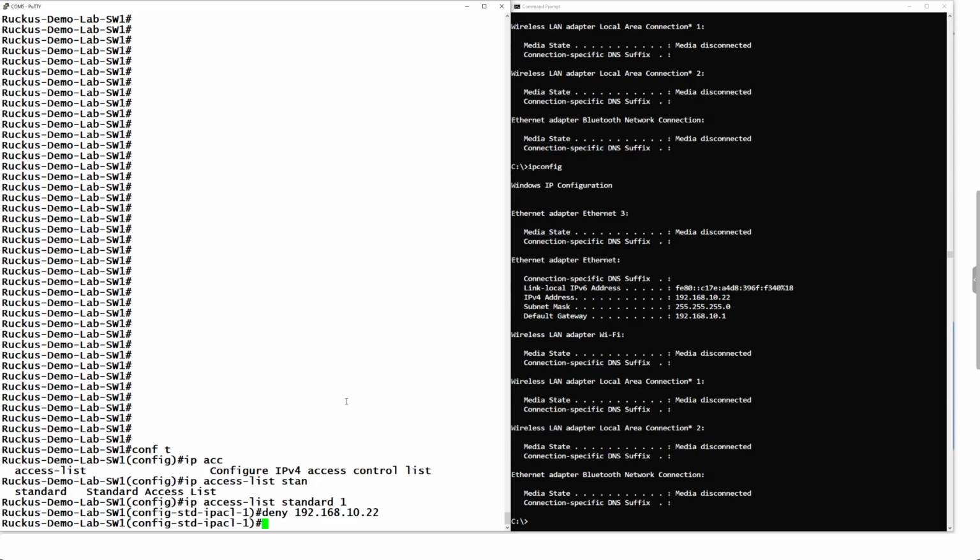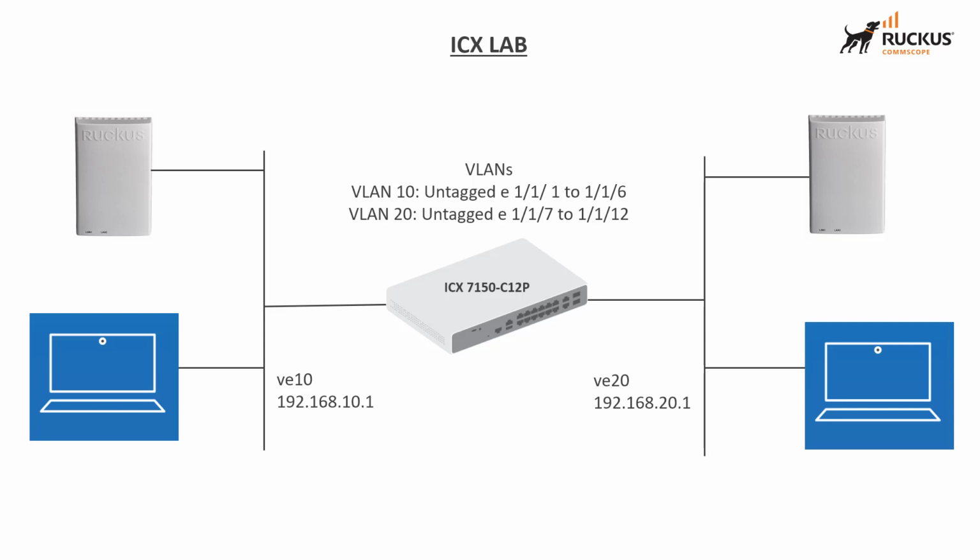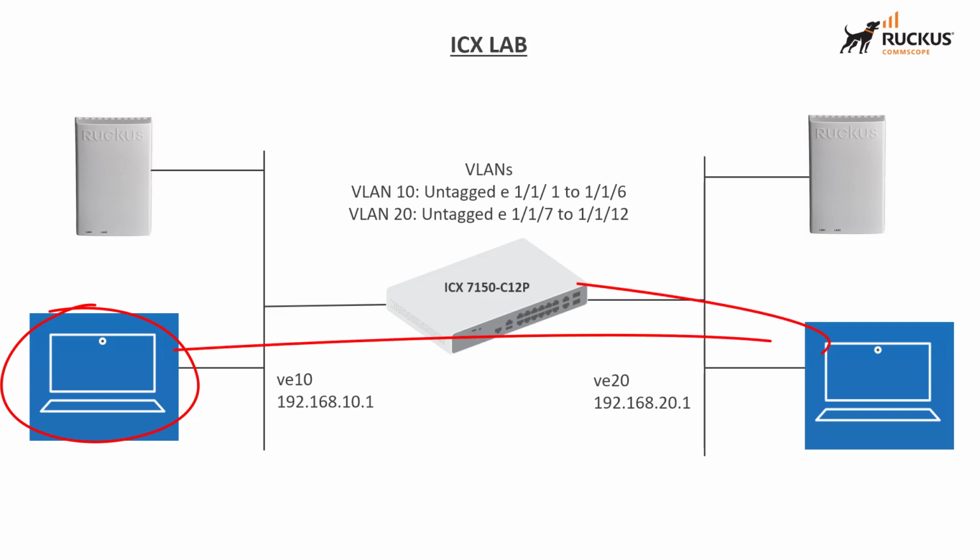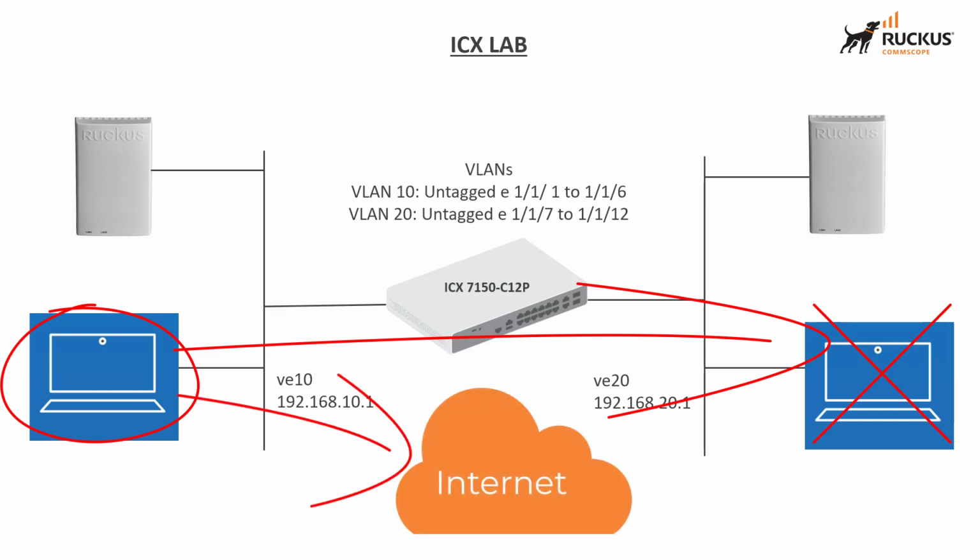Very, very simple. Let me just show you what this is going to look like. Let me just bring up my lab environment. So what we are saying is that my laptop over here, which has that address 192.168.10.22, should not be able to access any of the client devices in VE20, or for that matter, actually be able to go out and access my internet router.